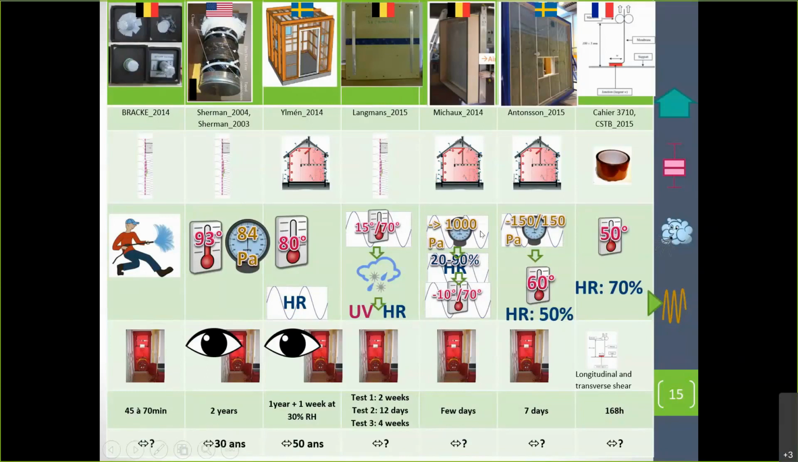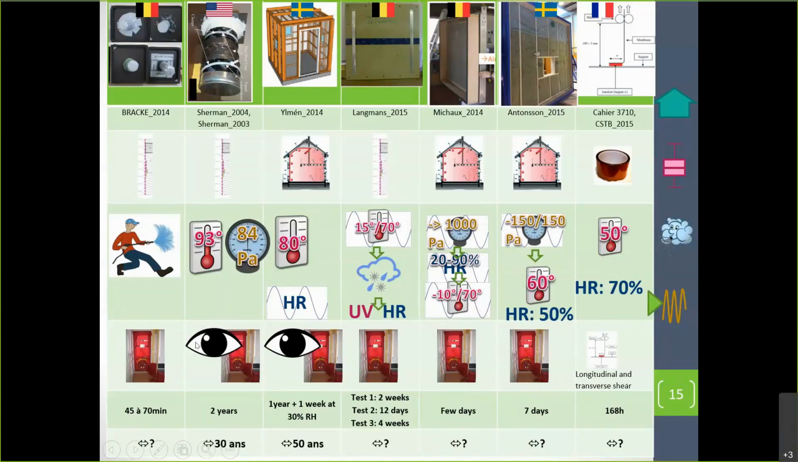In Belgium and Sweden, they have done pressure cycles. You see that in Belgium it reached 1000 Pascal, which is quite a huge storm, while in Sweden they remained between minus 150 Pascal and plus 150 Pascal. Then humidity cycles and temperature cycles, one after the other in Belgium, and in Sweden temperature and humidity were maintained together. Also, the analysis of the results was very different from one study to another.